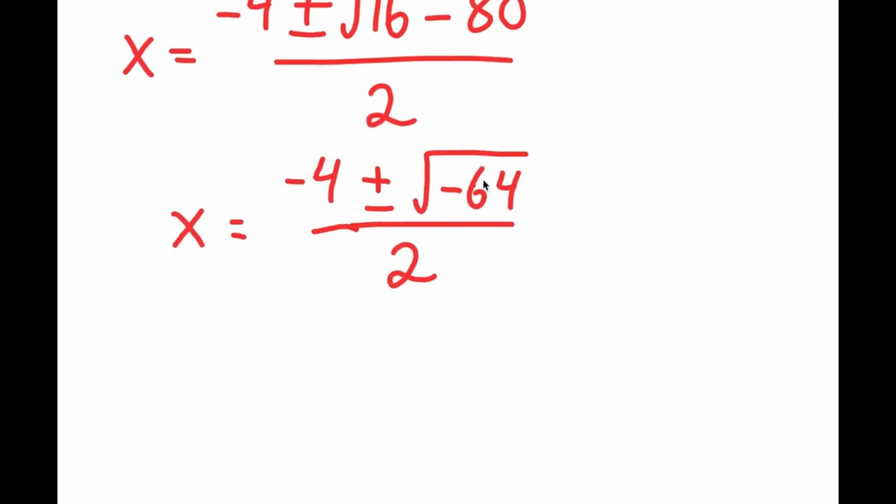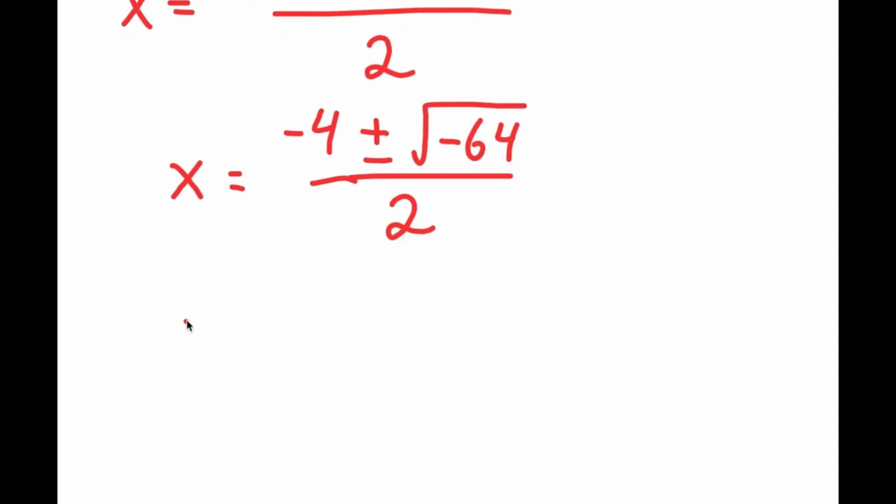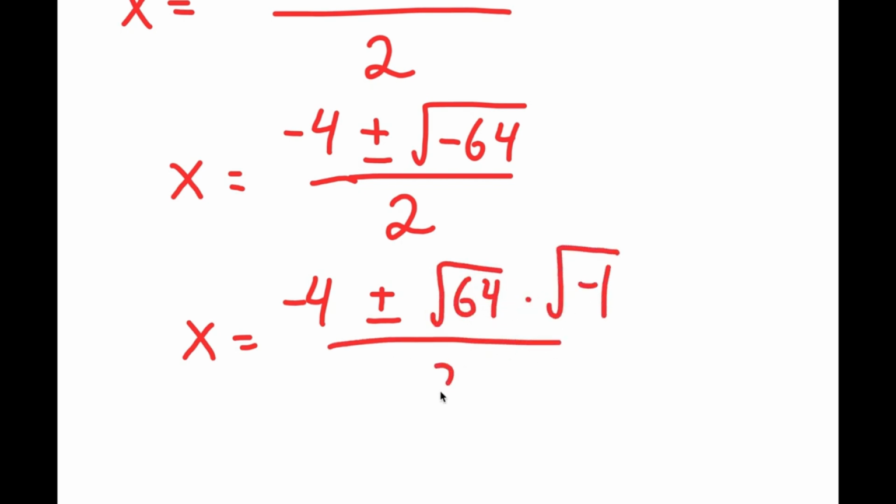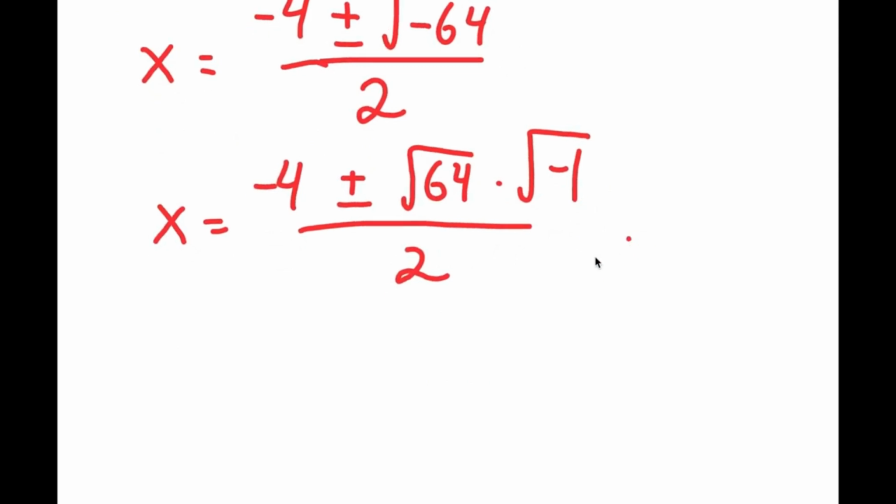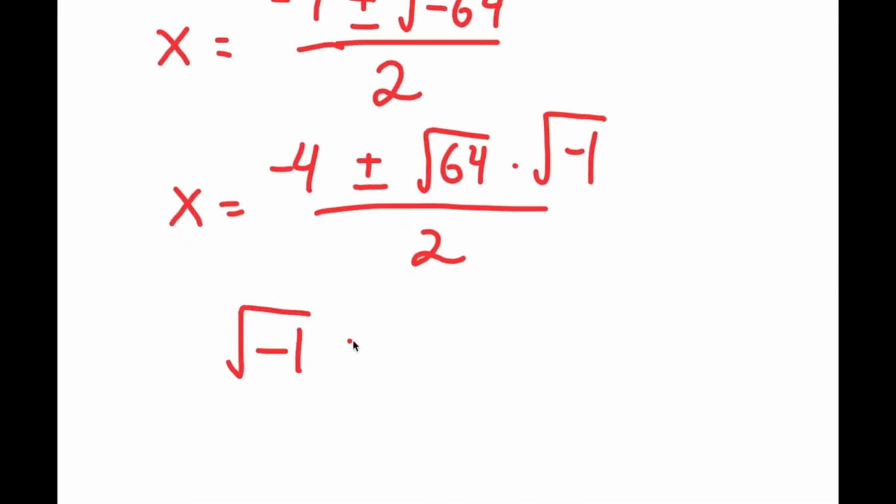And from here, notice how we have the square root of a negative number. Most people would think that this is not possible to do, but what we can do is rewrite this as negative 4 plus or minus the square root of 64 times the square root of negative 1. And if you didn't already know, the square root of negative 1 is equal to the imaginary number i.